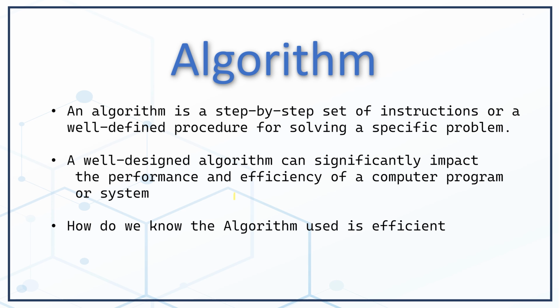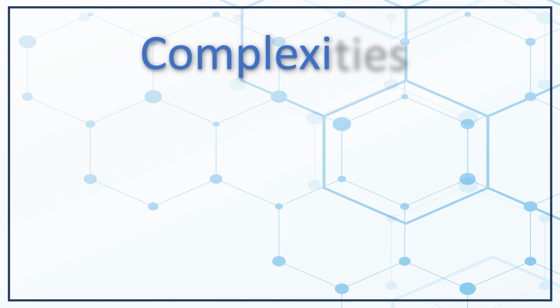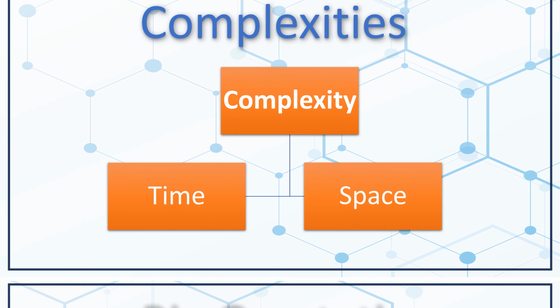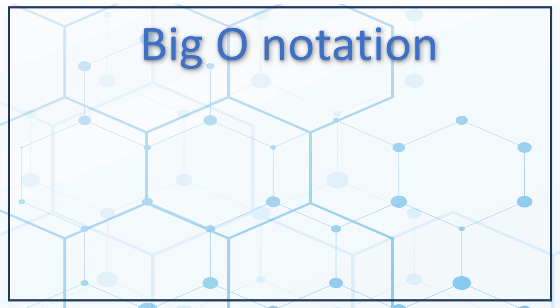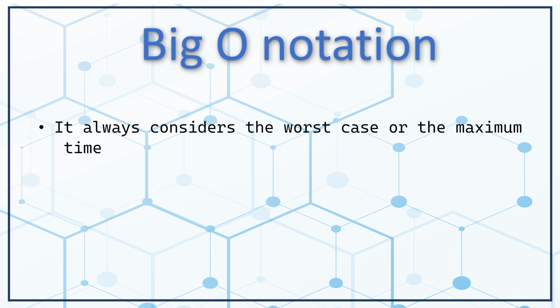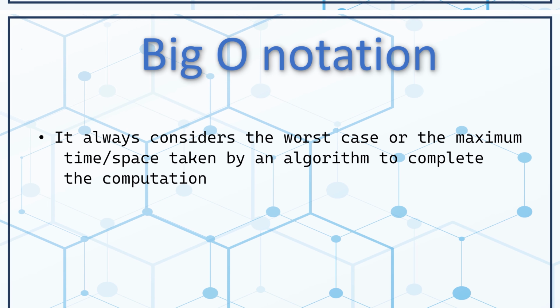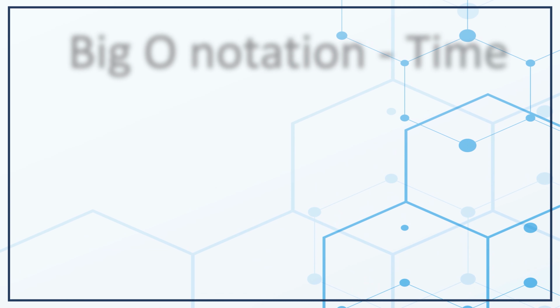But how do you measure the efficiency of an algorithm? This is measured using complexities. Complexities are again divided into two types: time complexity and space complexity. We have a vast number of methods to measure the space as well as time complexity, but generally we use Big O notation to measure the space as well as the time complexity. Big O notation is always considered as the worst or the maximum time or space taken by an algorithm during the computation process. Firstly, let's check the time complexity.